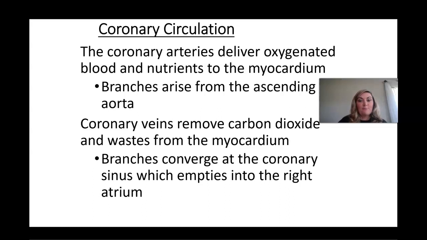And so with these, we're going to have branches that rise off of the aorta as it comes out of the left ventricle. And you're going to see those coronary veins remove carbon dioxide and waste from the myocardium, or the heart muscle. These branches then converge at the coronary sinus, which empties into the right atrium, kind of near where the superior vena cava would come in.